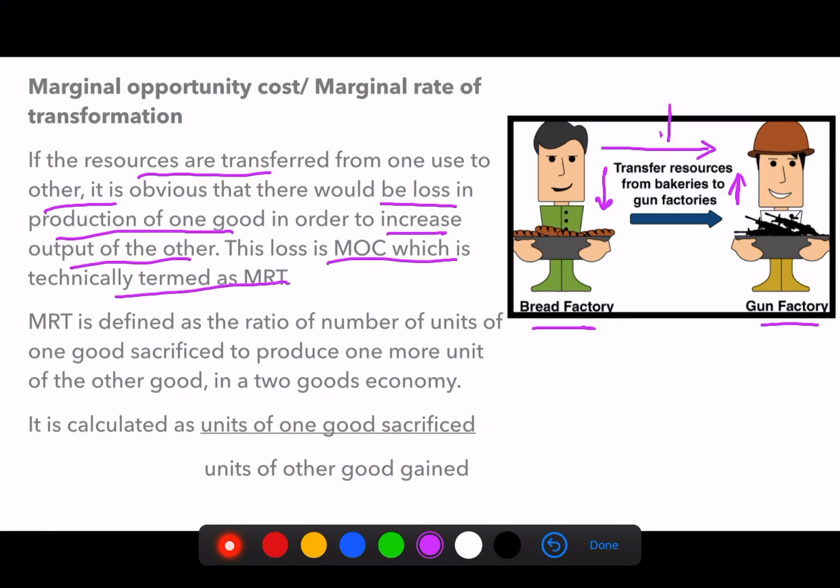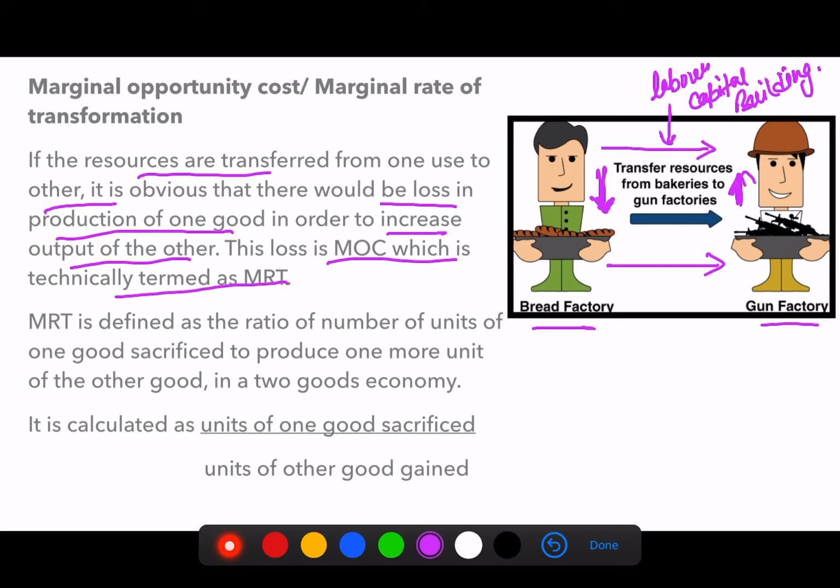Here we are talking about the transfer of resources. Transfer of resources doesn't mean the flour or sugar, because it will not help in manufacturing guns. The resources we are talking about are labor, capital, buildings, etc. These kinds of resources help in the production of another commodity. All right, so this loss is MOC, which is technically termed as MRT. So when resources are transferred from one use to another, there would be a loss in the production of one good in order to increase the output of the other good.